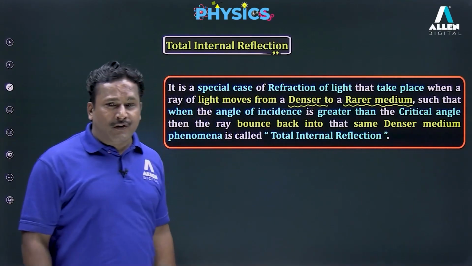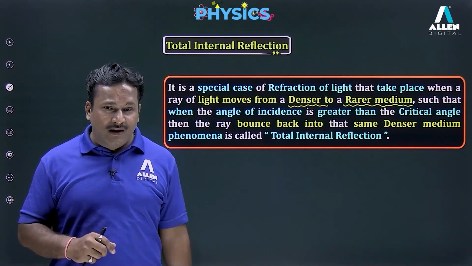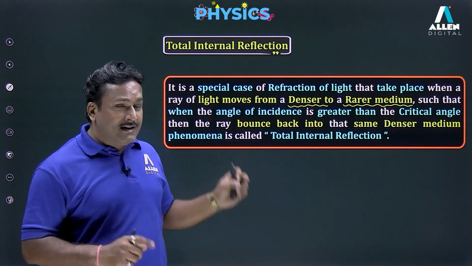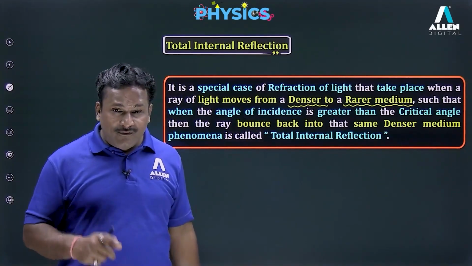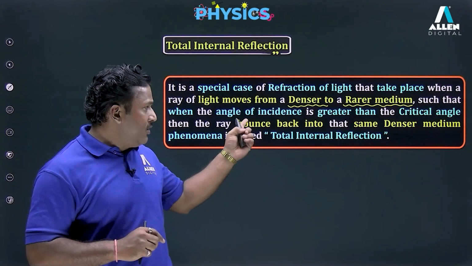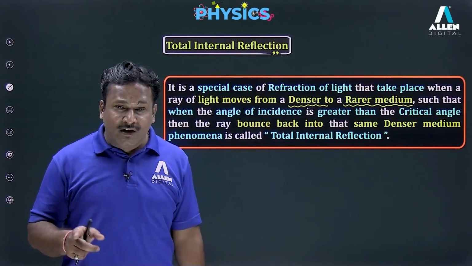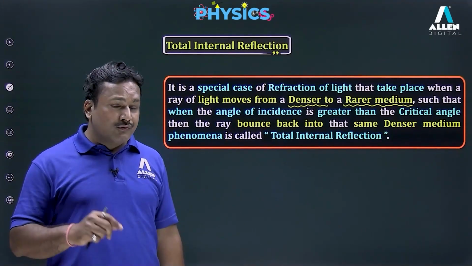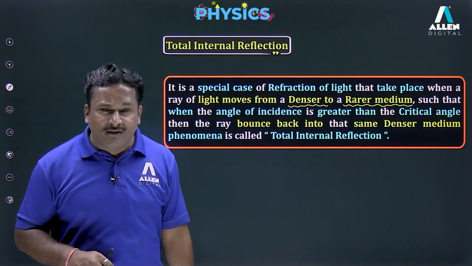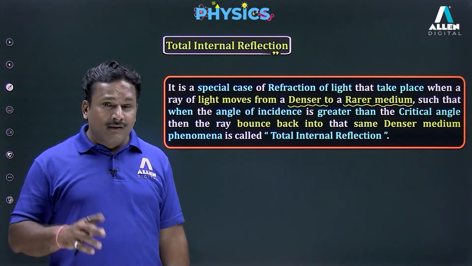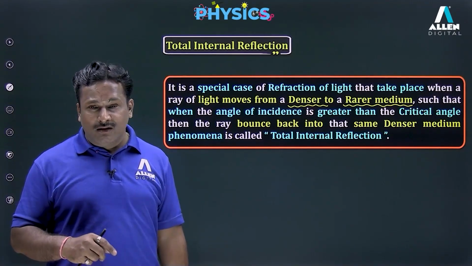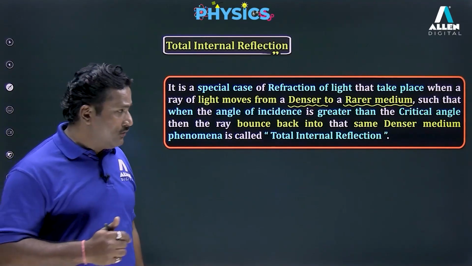Then only this phenomenon, total internal reflection, can take place. In that case, the ray goes from denser to rarer, and if the angle of incidence is greater than the critical angle, then it can take place. To understand this concept of total internal reflection, we first need to understand what this critical angle is. If the angle of incidence is greater than the critical angle, then only total internal reflection takes place.